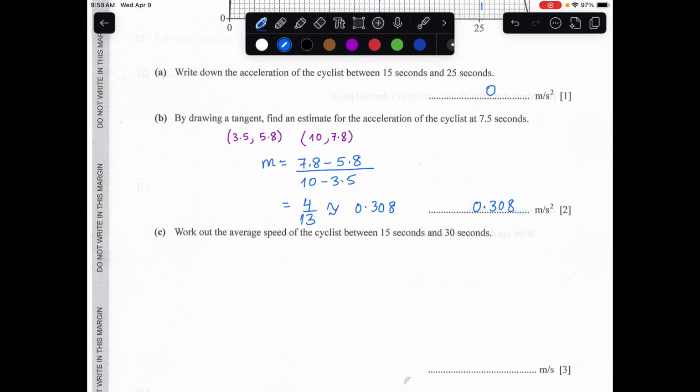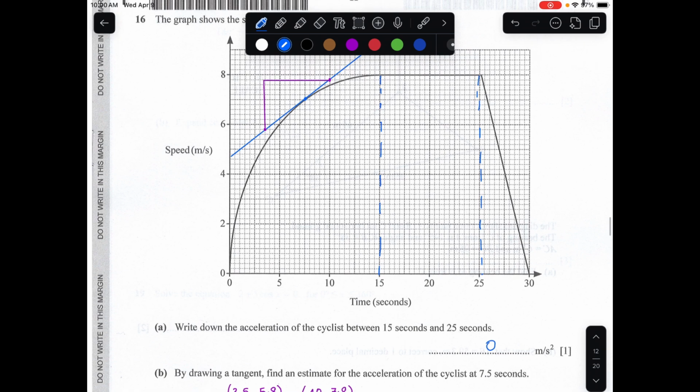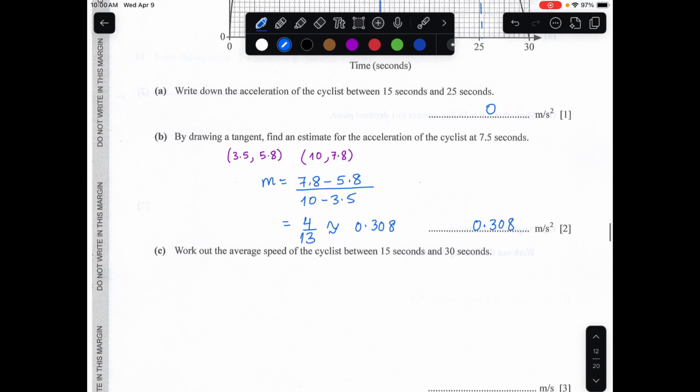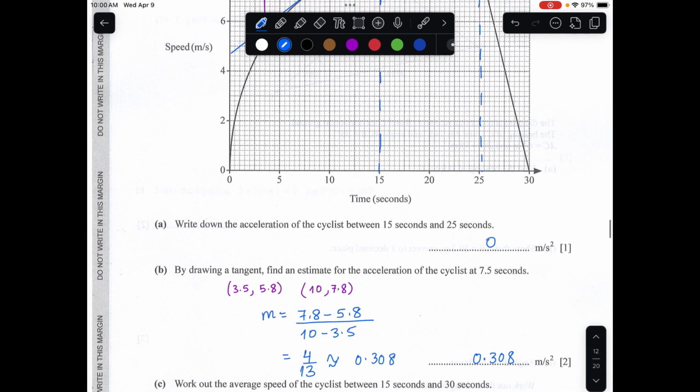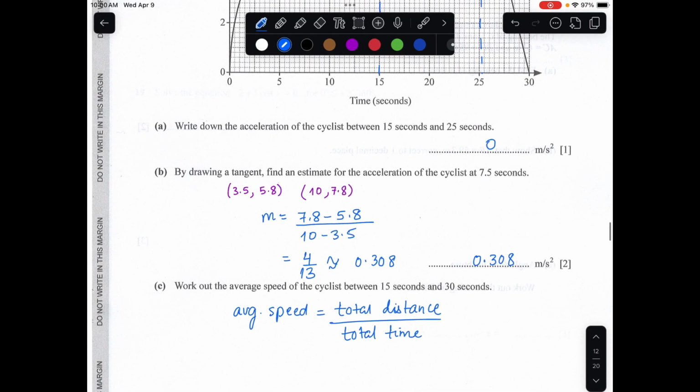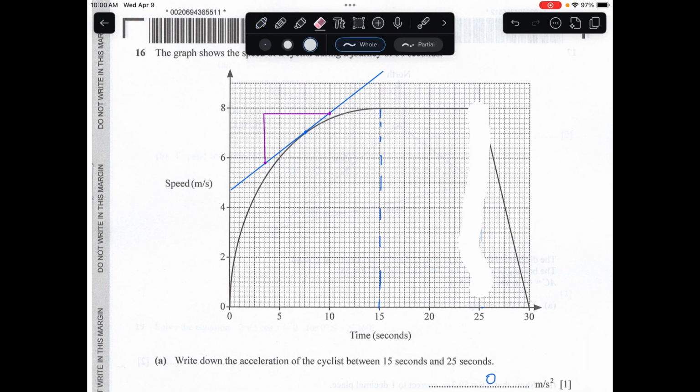Now we need to work out the average speed of the cyclist between 15 to 30 seconds, so over the entire period. So the average speed is total distance over total time. So we know the total time is going to be 30. So we want it from 15 to 30. So this is the part that we are interested in.